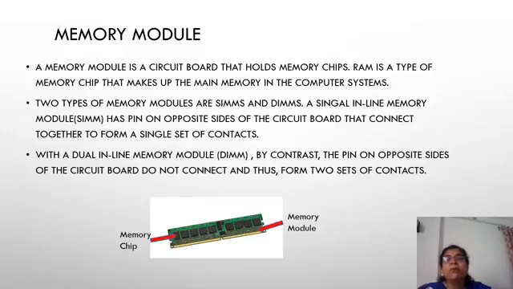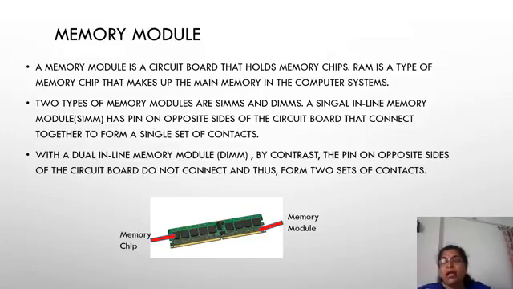Memory modules are of two types, SIMMs and DIMMs. SIMM is single inline memory module, which has pins on the opposite sides of the circuit board that connect together to form a single set of contacts. Whereas with the dual inline memory module, DIMM, by contrast, the pins on the opposite sides of the circuit board do not connect and thus form two sets of contacts.